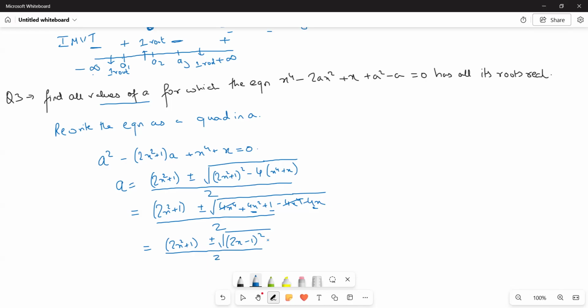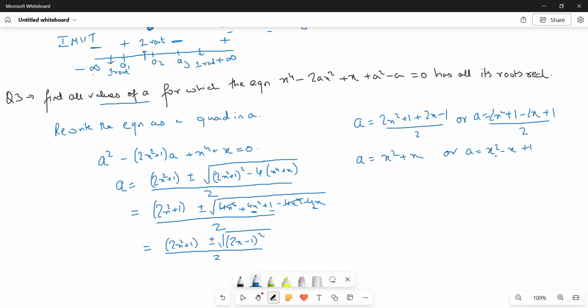सो रूट और स्क्वायर कैंसिल हो गया. सो वी गेट ईदर a इज इक्वल टू (2x स्क्वायर प्लस 1 प्लस 2x माइनस 1) बाई 2 और a इज इक्वल टू (2x स्क्वायर प्लस 1 माइनस 2x प्लस 1) बाई 2. तो ये आ गया a इज इक्वल टू x स्क्वायर प्लस x और a इज इक्वल टू x स्क्वायर माइनस x plus 1, which now end up becoming quadratics in x: x स्क्वायर माइनस x प्लस 1 माइनस a इज इक्वल टू 0.